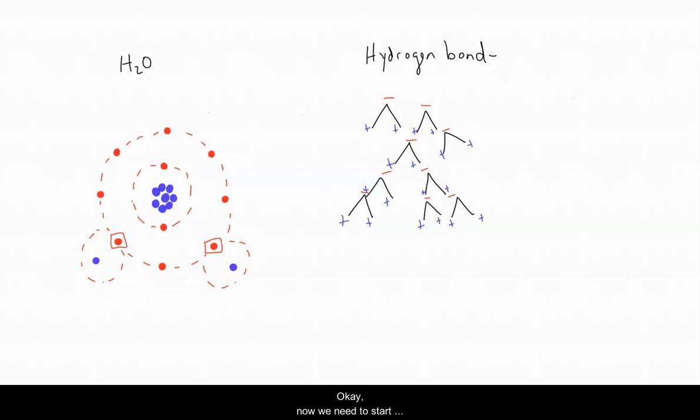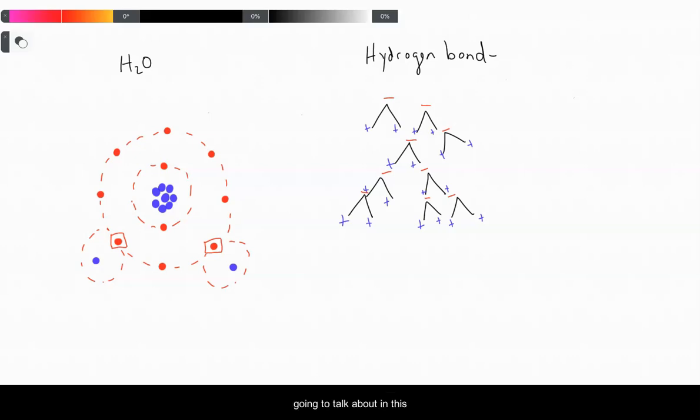Okay, now we need to start discussing the last of the three chemical bonds we're going to talk about in this section before we go into cells and organic molecules that build cells. And the last bond we need to talk about is the hydrogen bond. It is named the hydrogen bond because the hydrogen atom is so frequently associated with the formation of the chemical properties that allow this bond to exist.